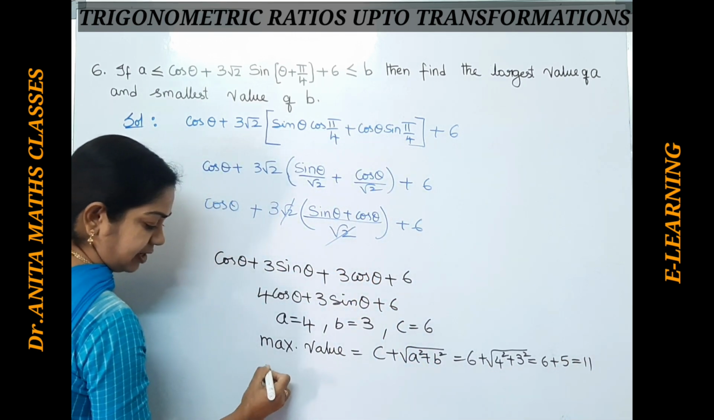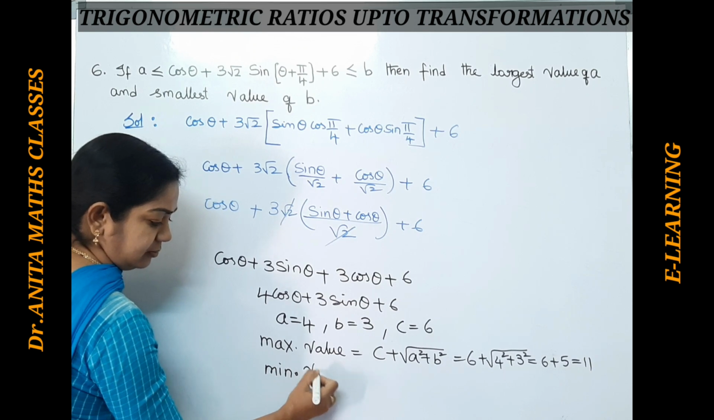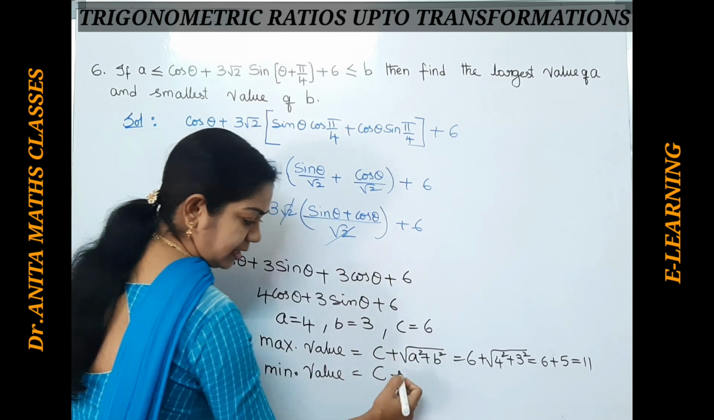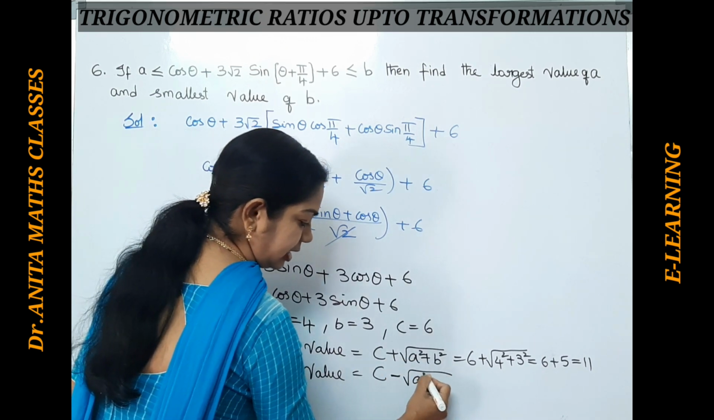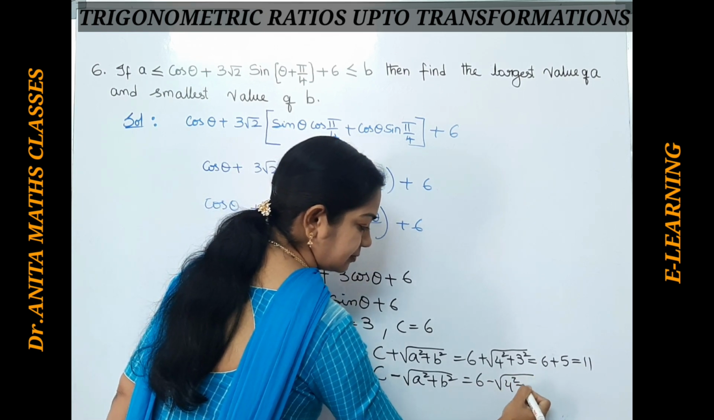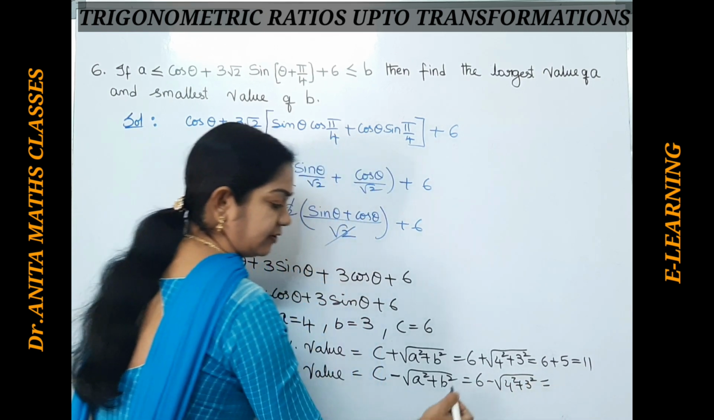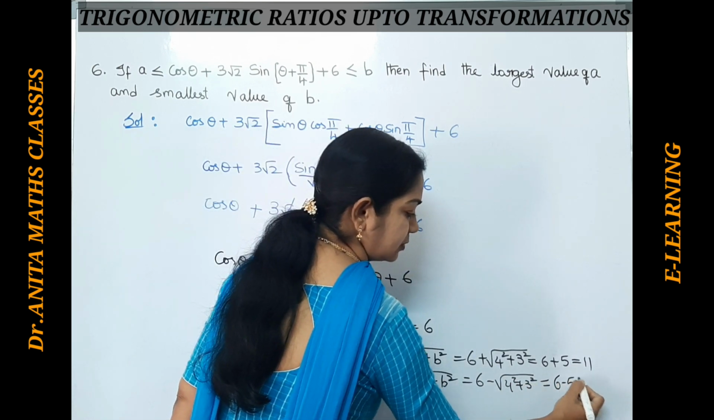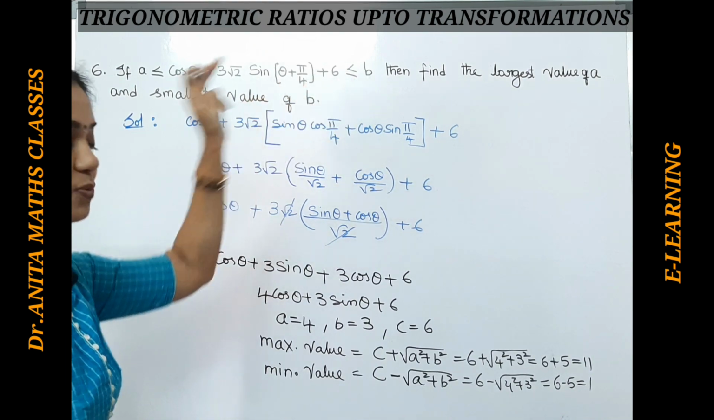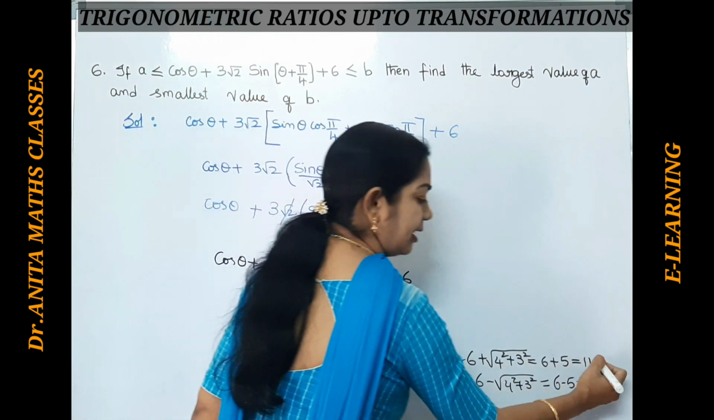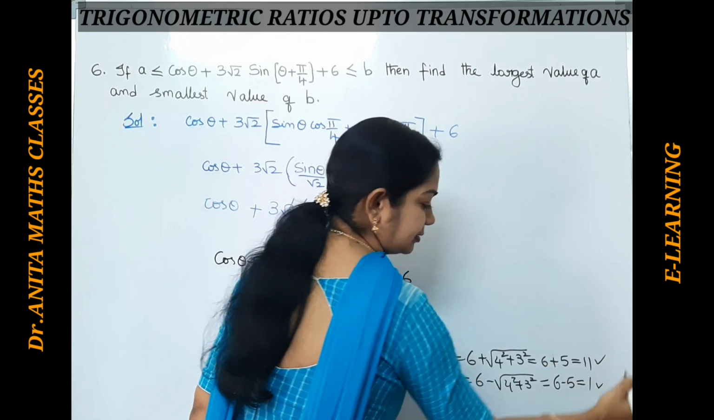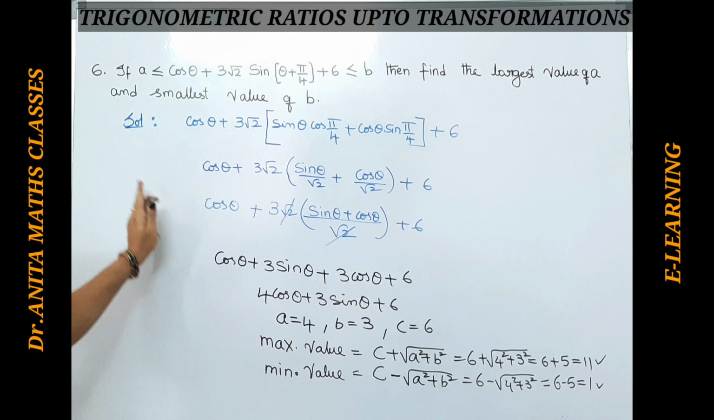That is the maximum value, and the minimum value equals c minus under root of a square plus b square. So 6 minus under root of the same thing, under root of 25 is 5, and 6 minus 5 equals 1. So the largest value of A is 11 and the smallest value of B is 1. So this is the answer. Pause the video and note.